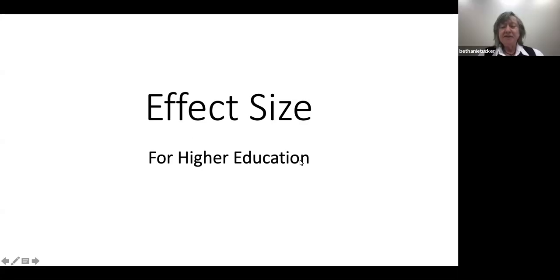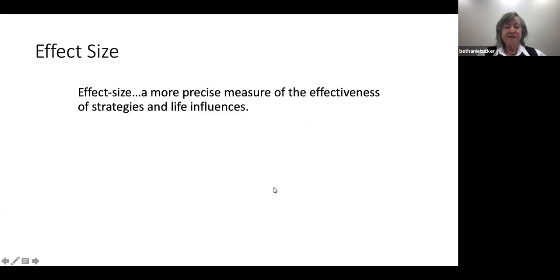Hi, I am Bethany Tucker, and for the next few minutes, I would like for us to talk about effect size, specifically for higher education. Effect size is a precise way of measuring the effectiveness of strategies and life influences.